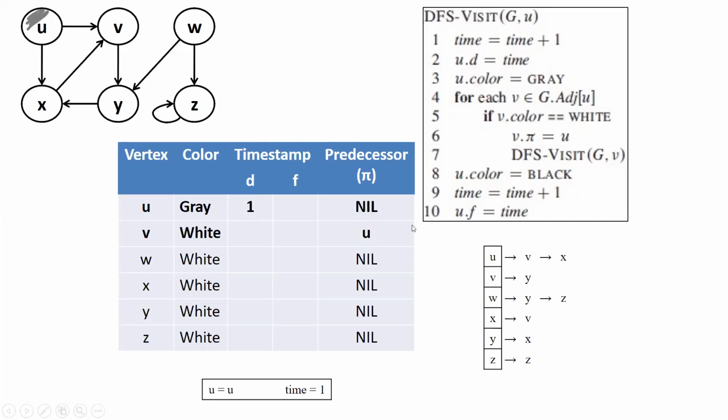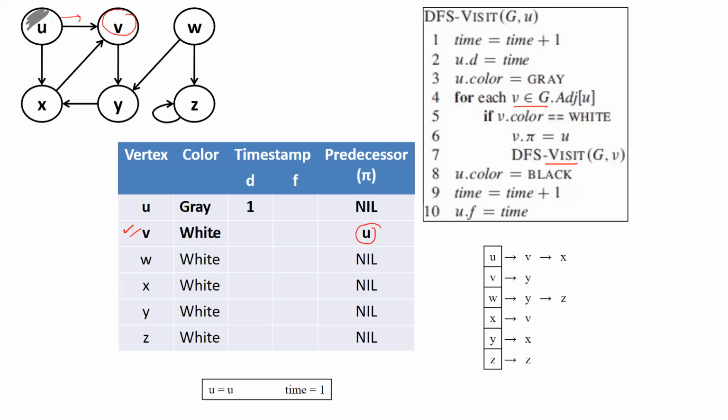In this manner, this was white color, and the DFS of U is now calling DFS of V first of all. It has to do the traversal for every adjacent vertex, but it will first go deeper: DFS of U will first go to DFS of V. The predecessor of that will become equal to U.